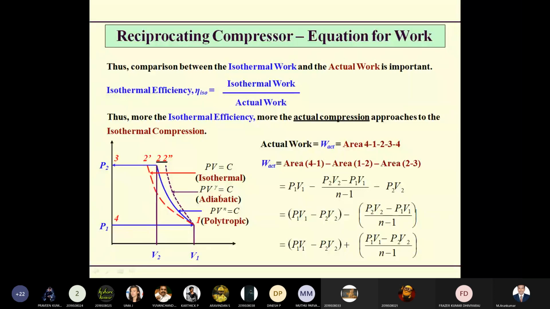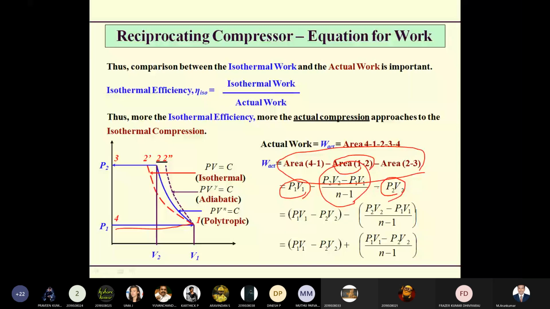So the actual work can be calculated as the area of 4 1 minus the area of 1 2 minus the area of 2 3. This is actually the first process: area 4 to 1 is your constant pressure process, right? So we have the equation P1 V1. Then we have minus the area under 1 to 2, which is (P2 V2 minus P1 V1) by (n minus 1), and the area of process 2 to 3 is P2, again constant pressure, right? So we can have P2.